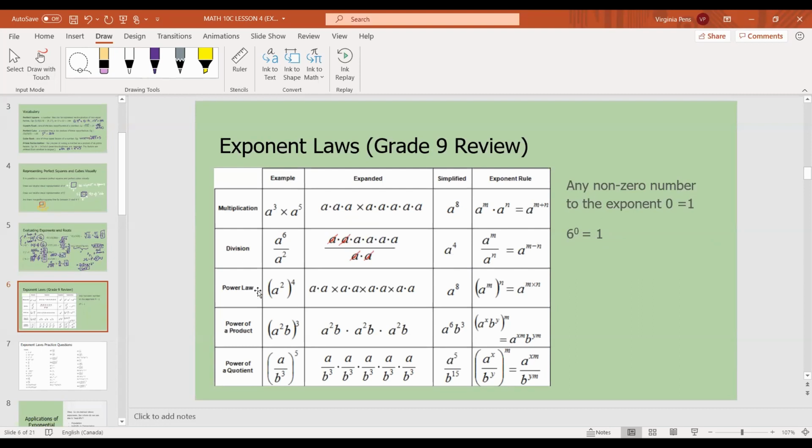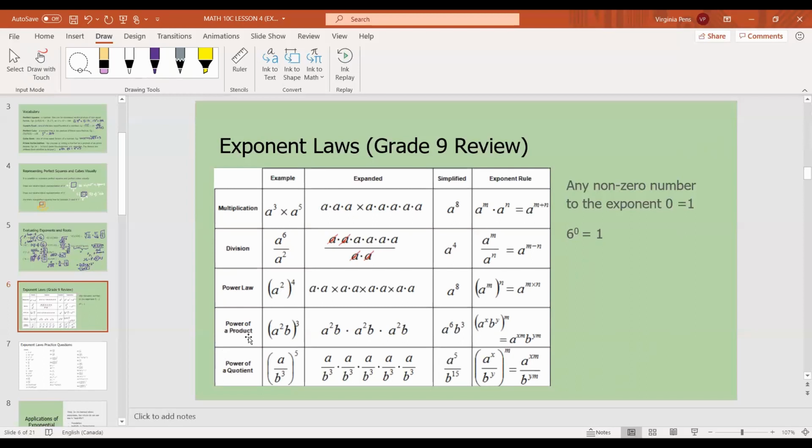Okay, over here we have a power law. So we have a to the 2 to the 4, which means that a to the 2 is multiplied by itself 4 times. When we expand it out, it looks like this. We can count up all the a's, which will just give us a to the 8, which means that a to the m to the n is equal to a to the m times n.